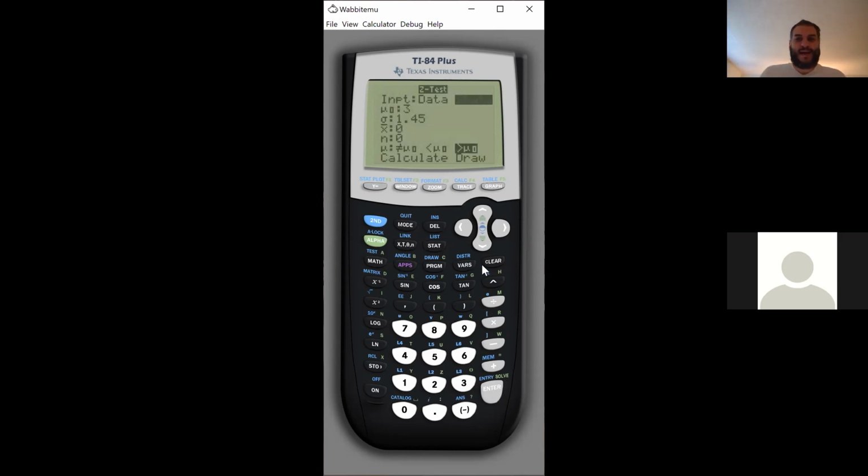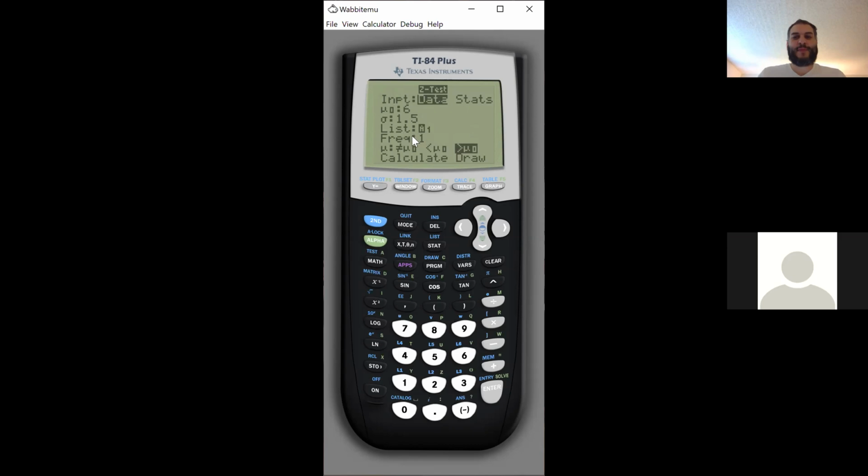So if you look at it, since I entered the data set into L1, you want to tell the calculator to look for that data set. So I'm going to move it over to data, press enter. For mu, we're going to enter 6 years. For sigma, it was 1.5 years. For list, since I entered my data set into L1, that's where I'm going to tell the calculator to look for it. If you enter it somewhere else, you want to tell it where to look for it.